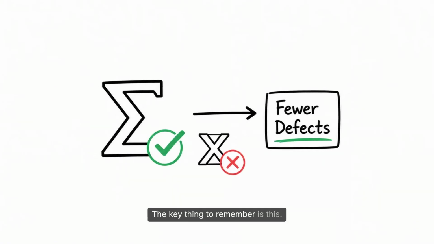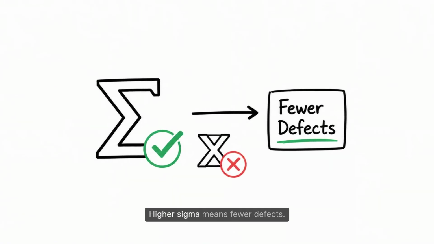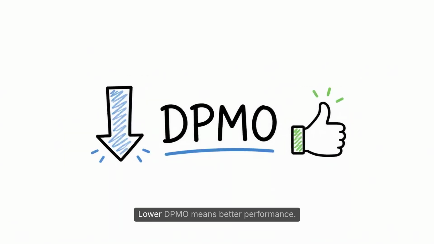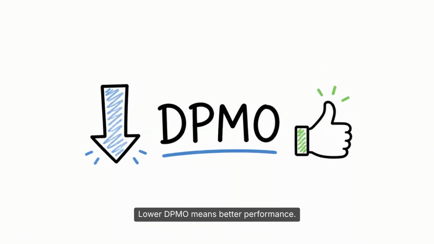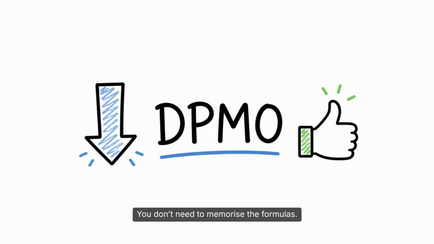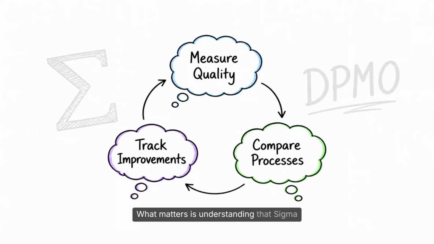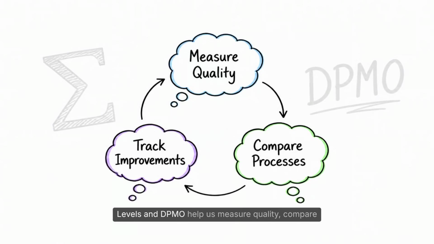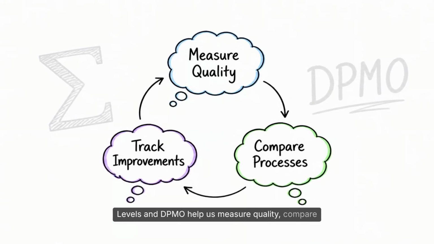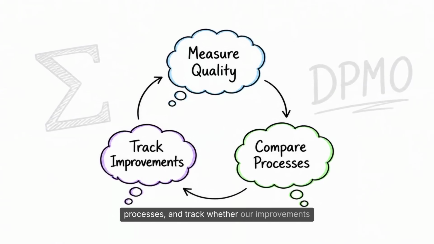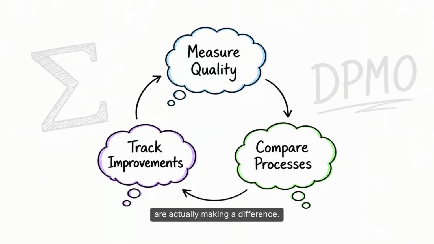The key thing to remember is this: higher Sigma means fewer defects. Lower DPMO means better performance. You don't need to memorize the formulas. What matters is understanding that Sigma Levels and DPMO help us measure quality, compare processes, and track whether our improvements are actually making a difference.